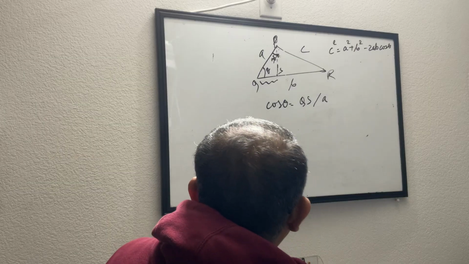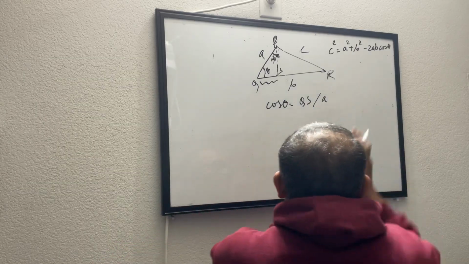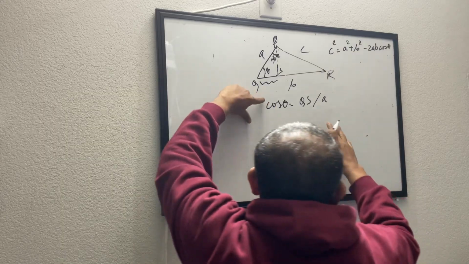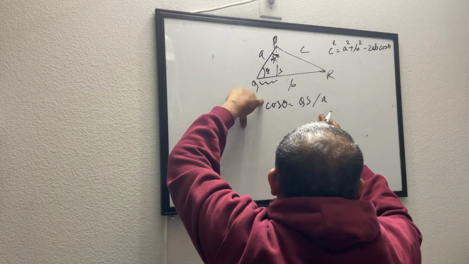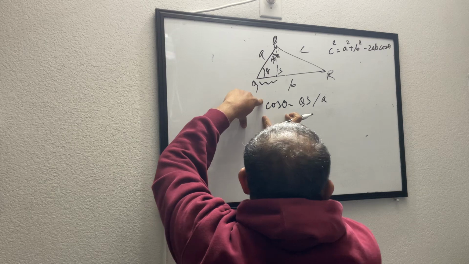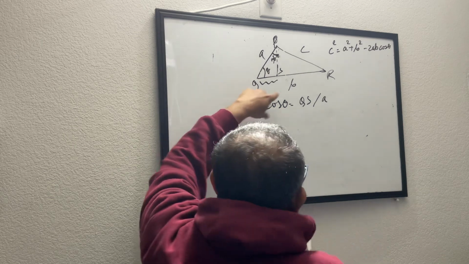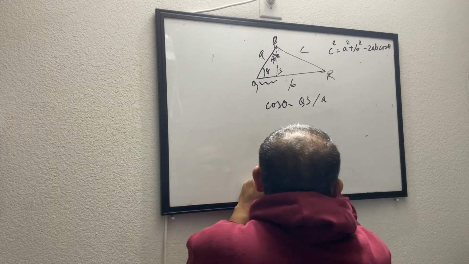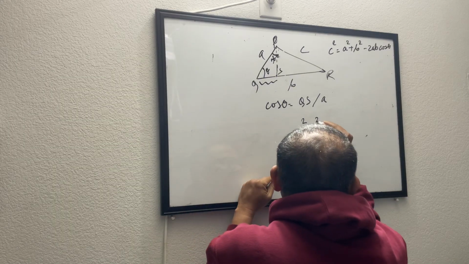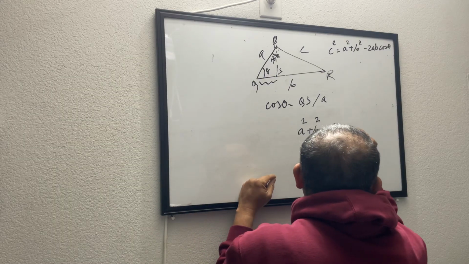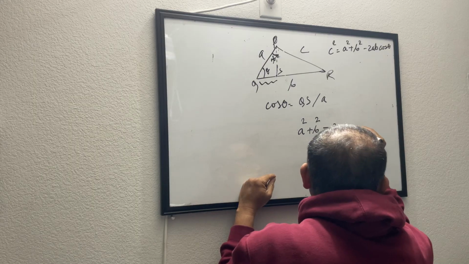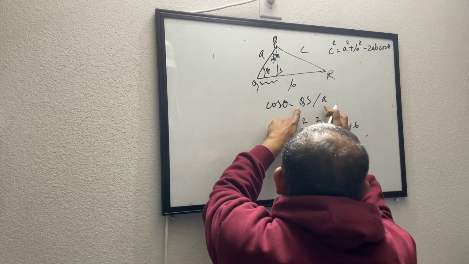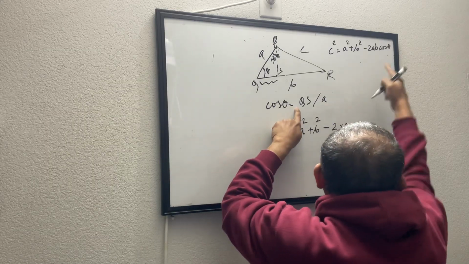I'm just scrambling right now to figure out how to prove this, but let's look at it. So cos theta equals... Let's try putting it here now. So A squared plus B squared minus 2 times A times B, times cos theta.